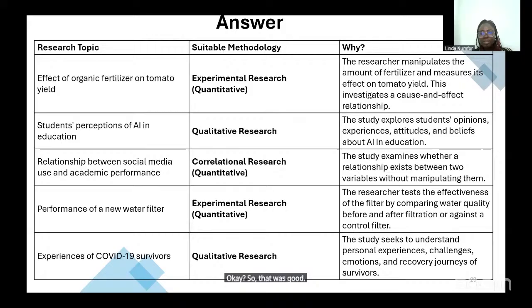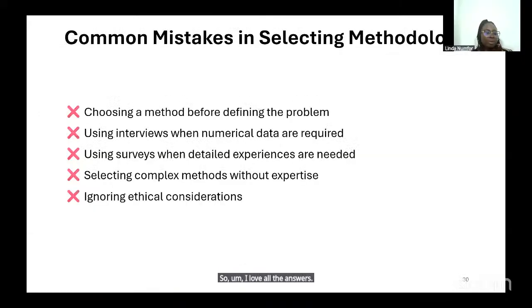Okay, so that was good. I love all the answers. So the common mistakes in selecting research methodology: choosing a method before defining the problem. That is why you need to go back to your literature review. You have a research gap, or you have a particular problem that you are solving. So you have to define the problem. That is the problem statement, well defined.